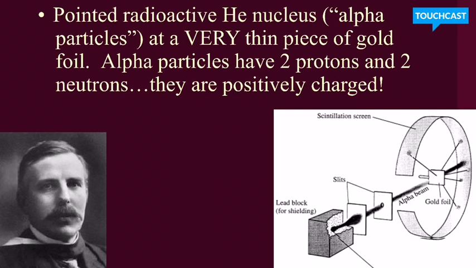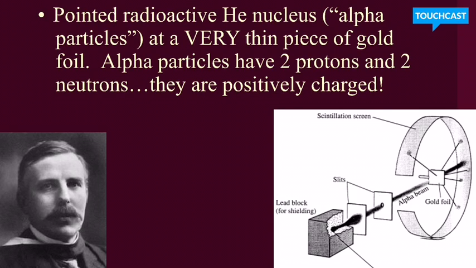Now, if you look at helium on the periodic table, its atomic number is 2, and it has a mass of 4. That comes from 2 protons and 2 neutrons in the nucleus. Protons are positive, neutrons are neutral. These particles had a positive charge.